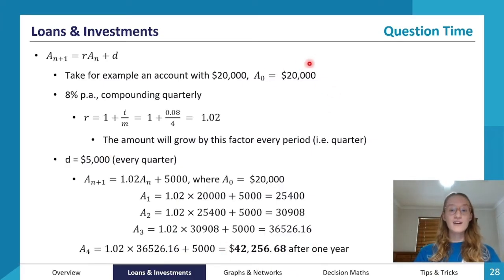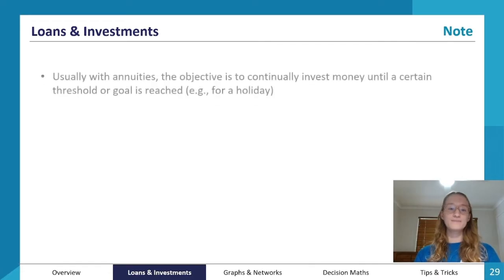So we started with $20,000, we added $20,000 over the course of a year, and that means $2,256.68 is a result of interest. So they've actually earned over $2,200 in interest, which is awesome news for this person. So you can see how an annuity is like the exact opposite of a reducing balance loan.